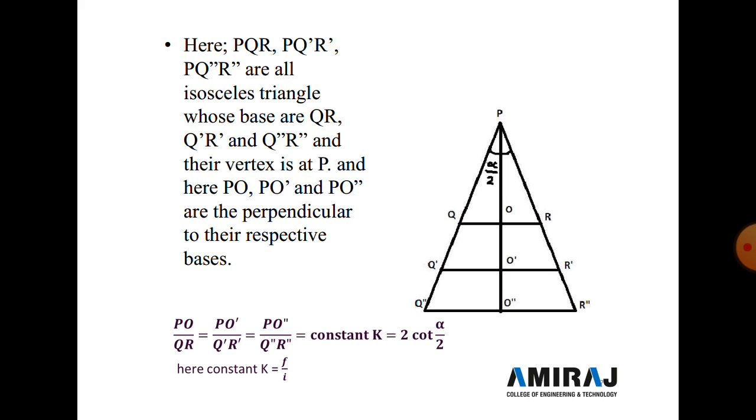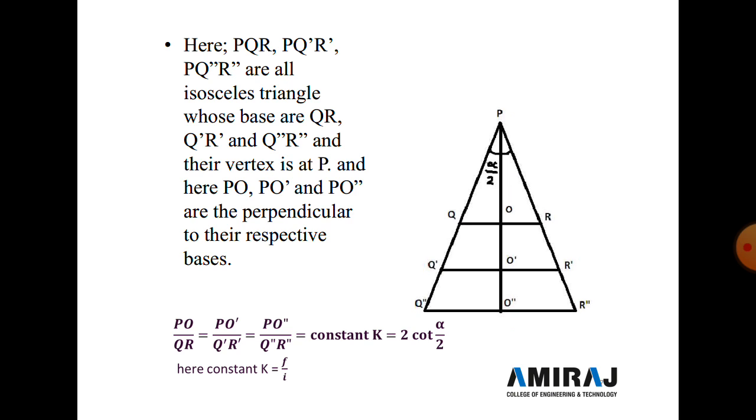In this figure there are triangles PQR, which is the first triangle. Then another triangle P, Q dash, R dash is the second triangle, and the third triangle is P, Q double dash, R double dash. This one is the large third triangle. So these are isosceles triangles whose bases are QR, Q dash R dash and Q double dash R double dash, and their vertex is P. Here PO, PO dash and PO double dash are the vertex lines of the points.